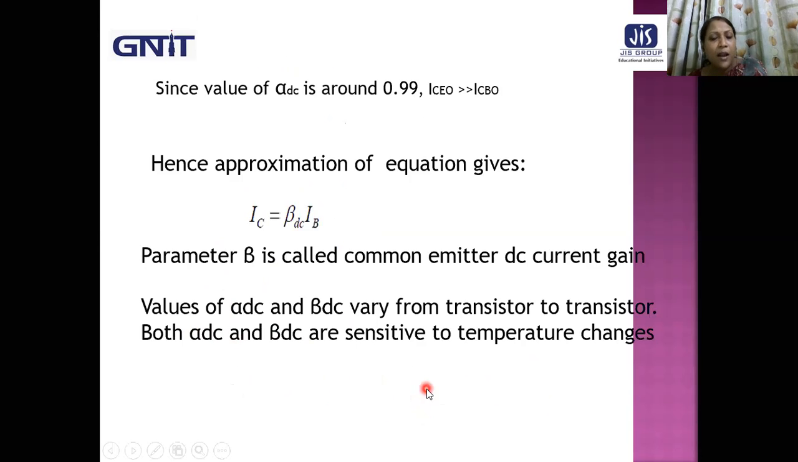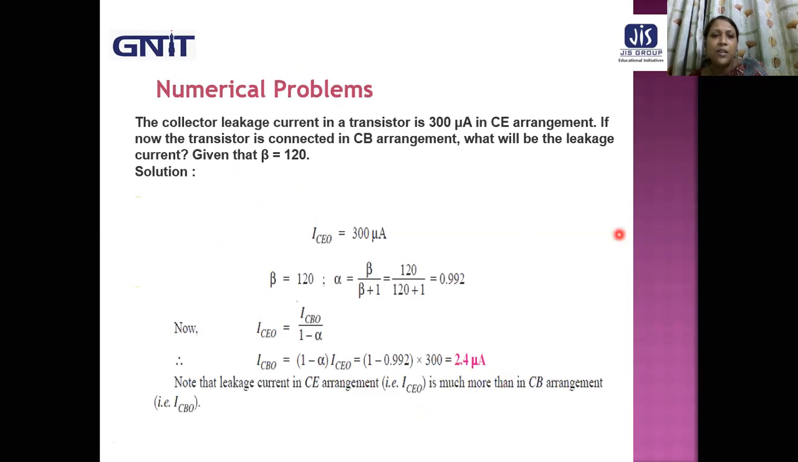Actually, values of alpha and beta vary from transistor to transistor. They are not fixed. Both alpha and beta are sensitive to temperature changes. Beta is generally called the common emitter DC current gain. Here we can see some numerical problems.